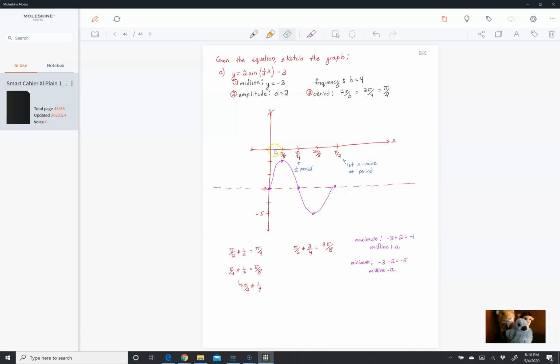And if we want to do this again, we would go again. And we would be going up. This tells us how much you're going up by. You're going up by pi over 8. So you can do pi over 2 plus pi over 8 to get the next point.